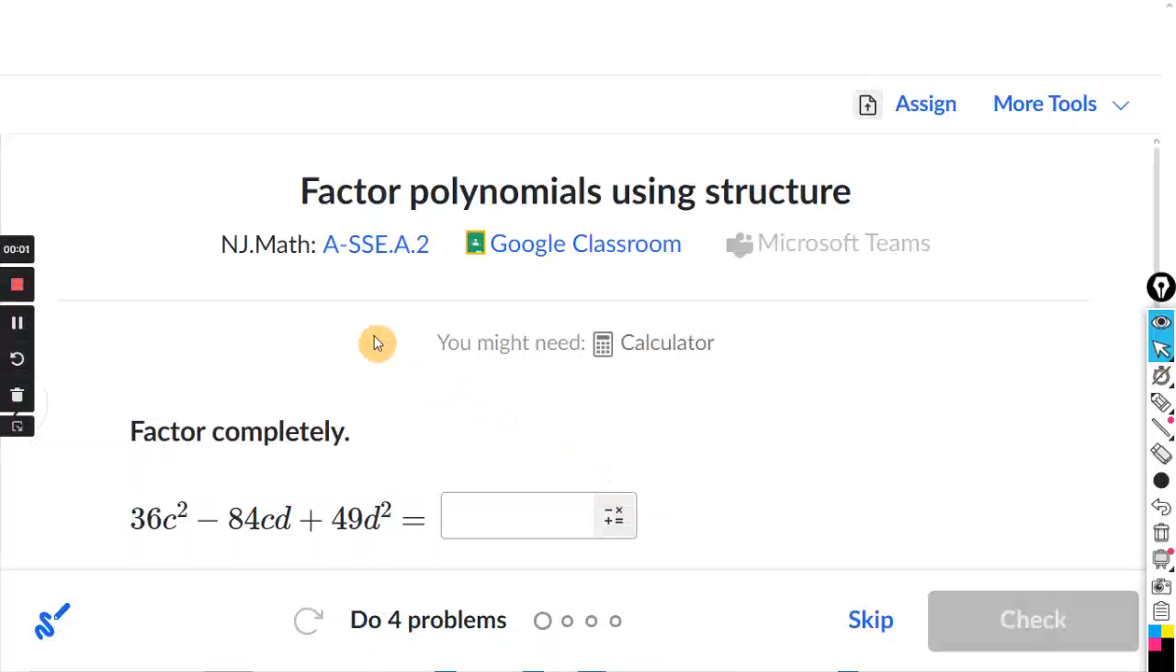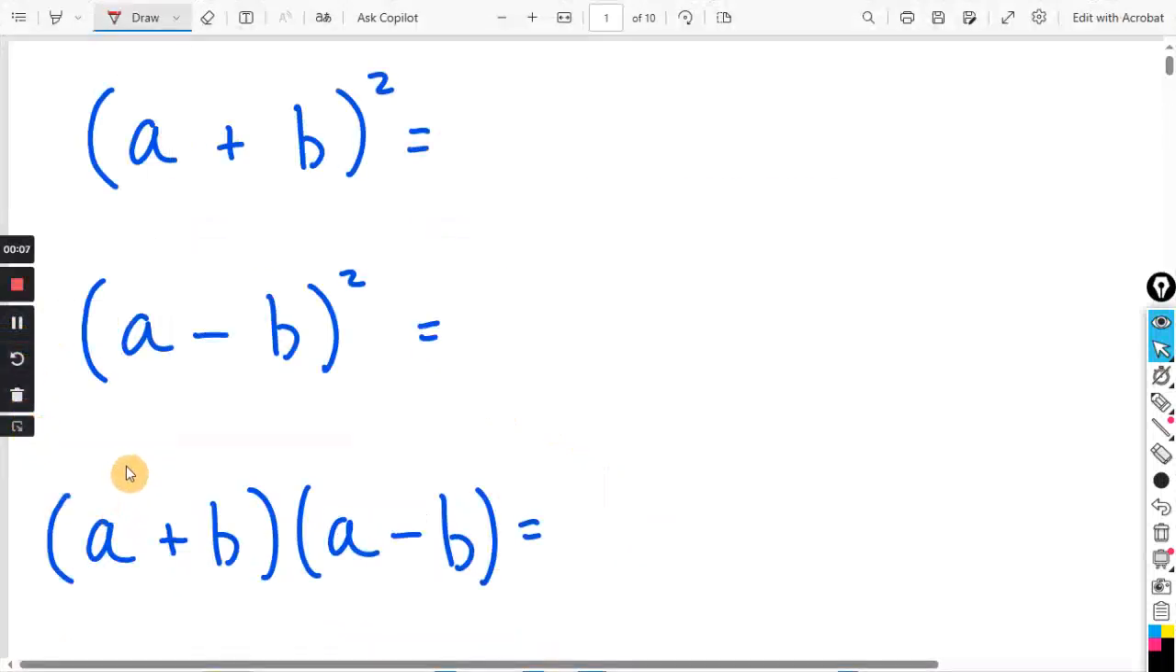This will be for the con exercise, factor polynomials using structure. So the polynomials we will be doing in this exercise will take on one of these three factored forms, okay? These are all in factored form.